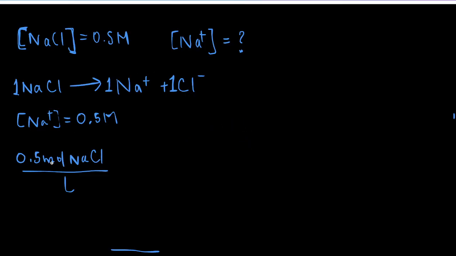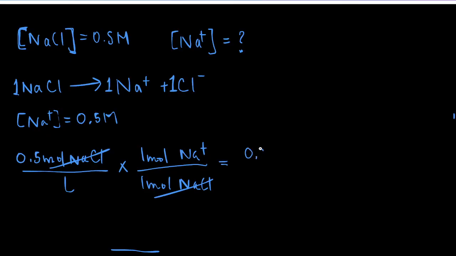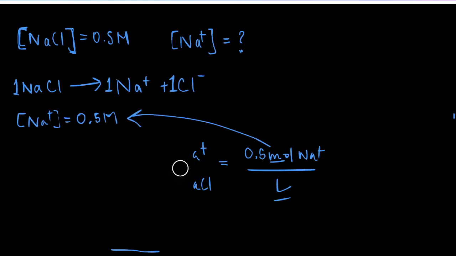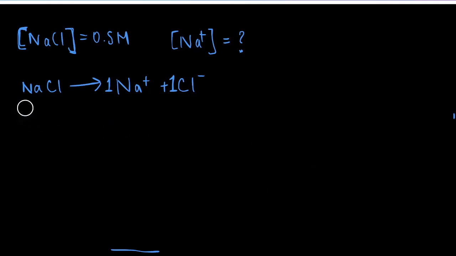So this is 0.5 moles of NaCl per liter, and based on our dissociation expression, we know that for every 1 mole of NaCl, we will get 1 mole of Na+ ions, of sodium ions. So by canceling out moles of NaCl, we can see that we'll have 0.5 moles of Na+ per liter. This is the same thing as what we had over here. I hope this is making some sense. We can look at another example to further clear things up.